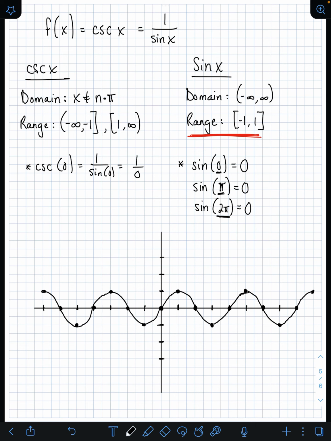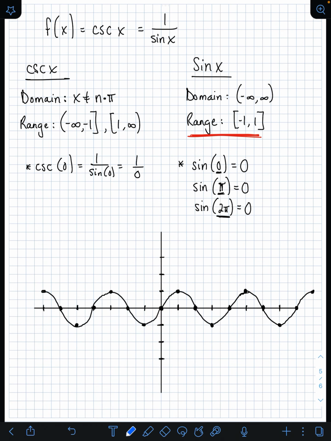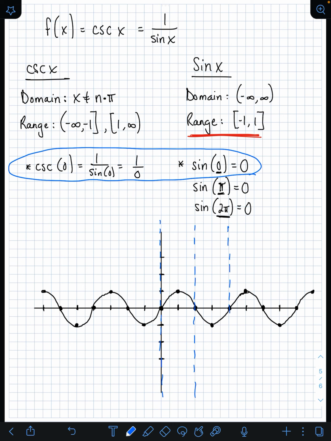Now, we can use the 5-point summary of sine of x to help understand what goes on with cosecant of x, starting with what we already said about the domain. Anytime sine of x is equal to 0, cosecant is going to have an asymptote because it is undefined there. So sine of 0 is 0, sine of pi is 0, sine of 2 pi is 0.